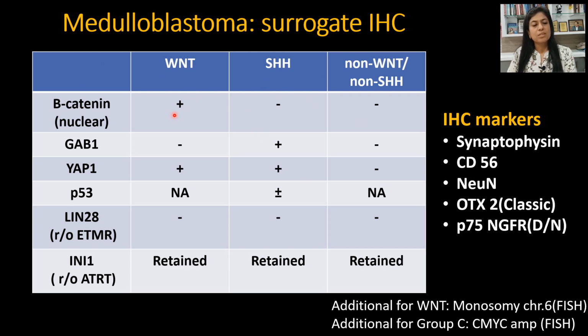Immunohistochemistry is a surrogate for the molecular markers. It can be very easily done in the labs, and the Wnt activated will show nuclear beta catenin positivity. Cytoplasmic positivity should not be considered, and these are YAP1 positive. The SHH tumors will show GAB1 and YAP1 both positivity, and depending on the P53 wild type or mutant, we can see the expression. And in group 3 and 4, all the three will be absent: beta catenin, GAB1, YAP1.